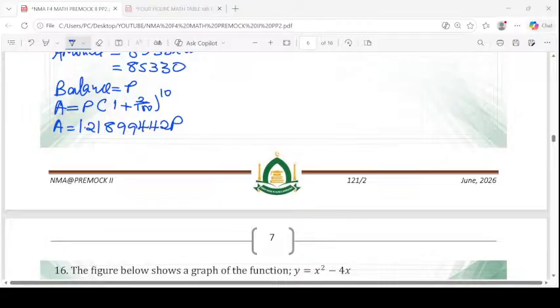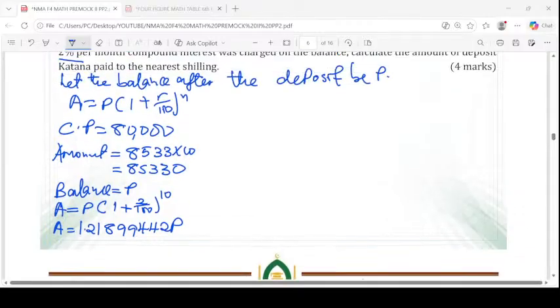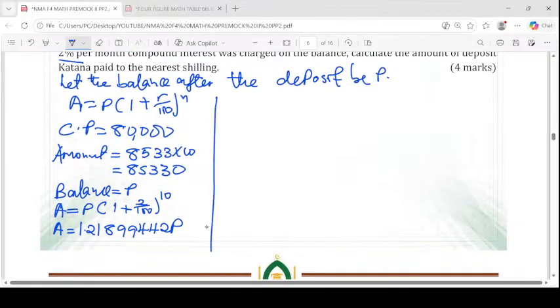Apologies once again. Now, after getting this as the value for amount, we need to know that the first installment earns interest for 9 months, the second for 8 months, and so on. So, if that is the case, A will be 1, the first. This becomes more like a GP. I want you to take it more like a GP.